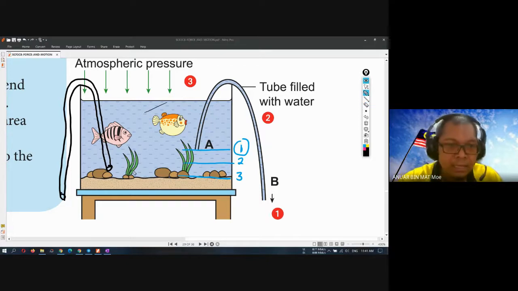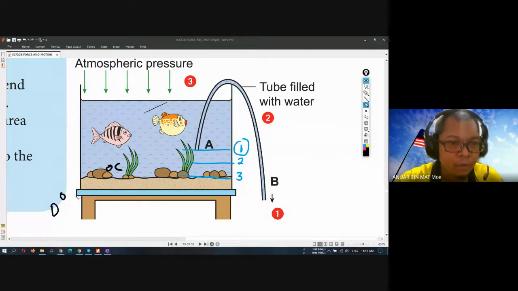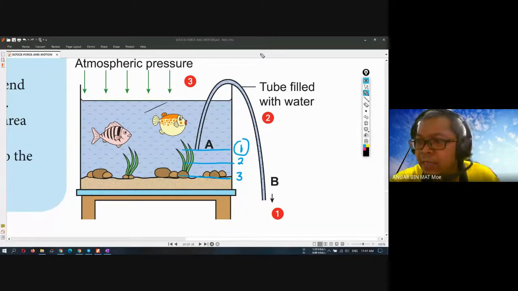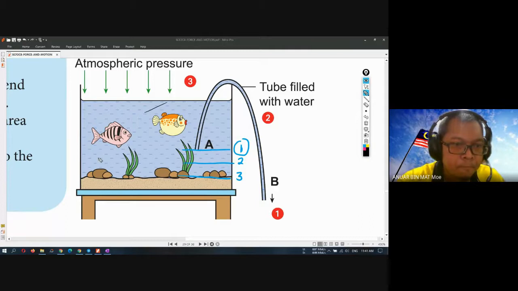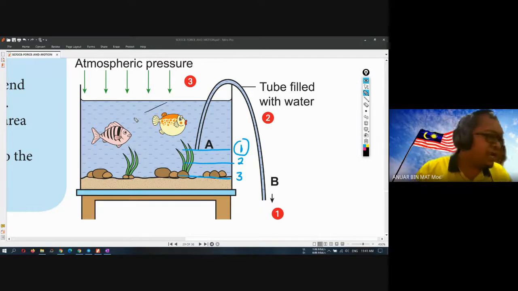this one is C, and this is D. C over here is lower, at the base of the tank. Okay, it depends on the position of either tube, or the opening of the tube. All right. So if like this, can you understand this? You try to understand it. Boleh faham tak ini?